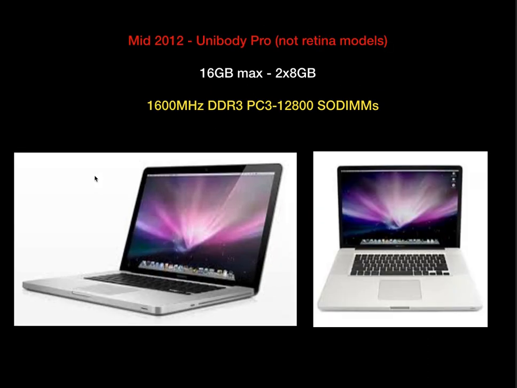And then finally, this is the final Apple MacBook that has upgradable RAM. Everything above this is Retina and is soldered on the board. So the mid-2012 Unibody Pro, not to be confused with the mid-2012 Pro Retina. So 16 gig max, 2x8. And for the final MacBook with upgradable RAM, they bumped it up to 1600 megahertz. So nice fast bus. And again, you don't want anything but 1600 megahertz in here, because slower RAM will downclock this machine and you won't get your full performance.